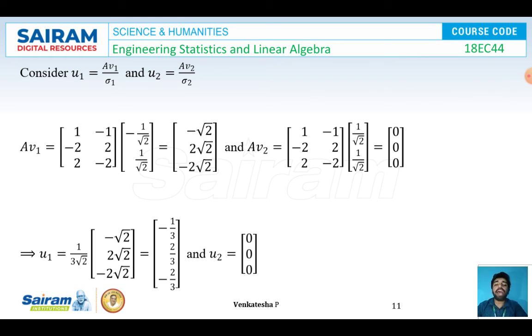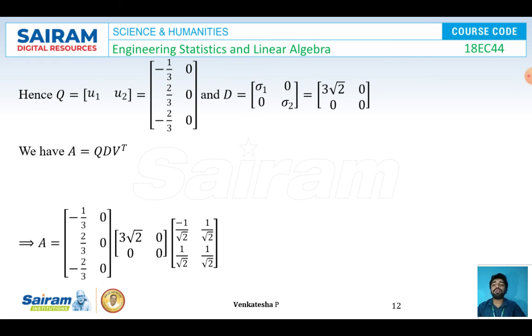So once we got the values of u1 and u2, we can frame the matrix Q. The Q matrix is given by u1, u2. So this is obtained as minus 1 by 3, 2 by 3, minus 2 by 3, 0, 0, 0. And D, we got the diagonal matrix with the help of sigma 1 and sigma 2, that is sigma 1, 0, 0, sigma 2. I got the D matrix is equal to 3 root 2, 0, 0, 0. This is the diagonal form for the A matrix.